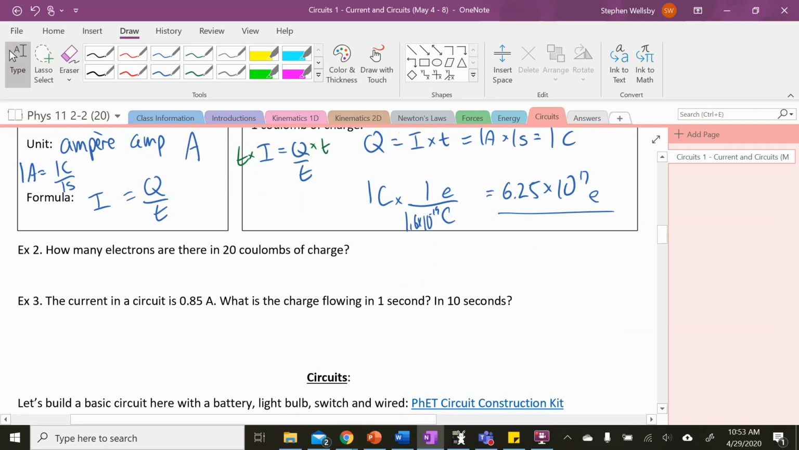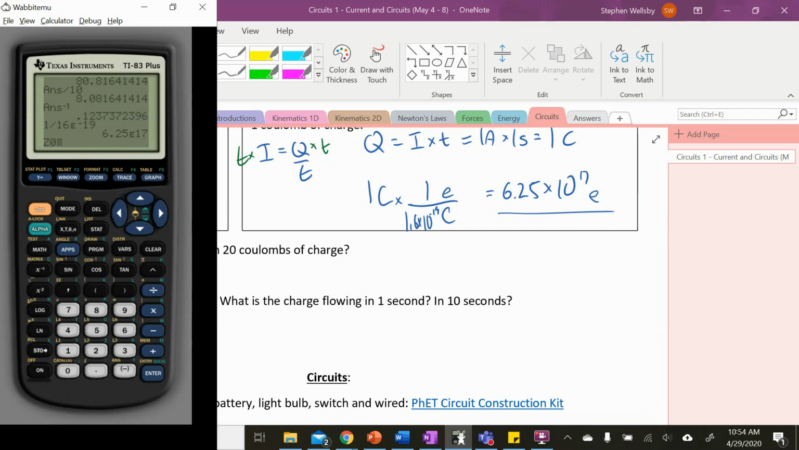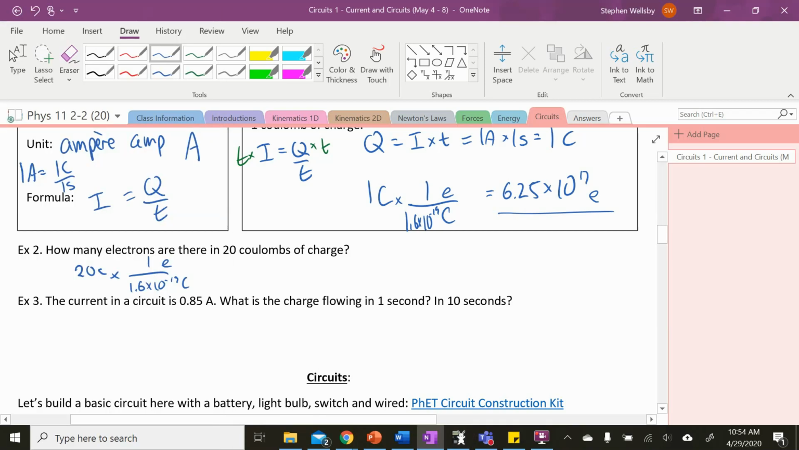Okay, if you're back after pausing it, hopefully you did give it a try. How many electrons are in 20 coulombs of charge? Well, the same idea here. We have 20 coulombs, and we're going to multiply by 1 electron per 1.6 times 10 to the negative 19 coulombs. And so 20 divided by 1.6 times 10 to the minus 19 is going to give us 1.25 times 10 to the 20 electrons.